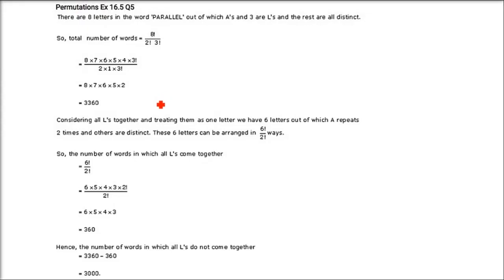How many words can be formed with the letters of the word parallel so that all L's do not come together? They do not come together. So 3 L's are there and they should not come together. So let us have the total formation. We will then keep the L together and then find the formation, and then we will subtract them. So total, then subtract those with L together. So we will have those with L not together.